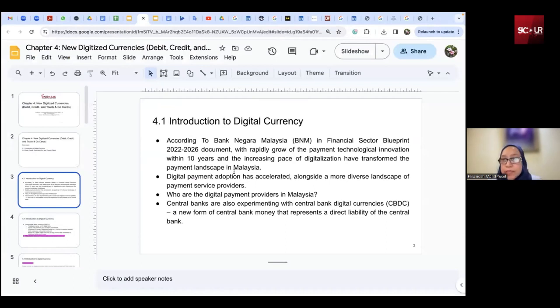For fintech companies, you can give examples like Grab, or Shopee Pay. Banks are banks. Banks and fintech companies are two different things. A fintech company is a company that provides finance services, but a bank is different. So you can also give the payment gateway as an example.